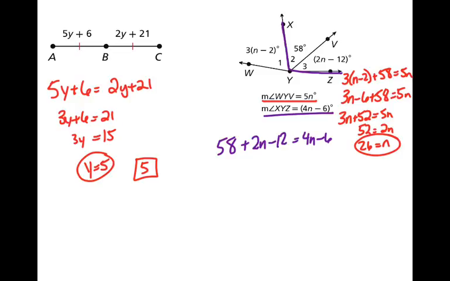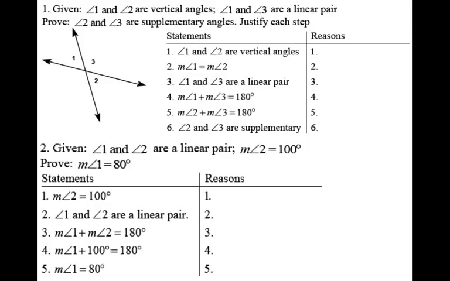Alright? Okay, on the proofs, the first one here, you're given that angle 1 and angle 2 are vertical angles. And if you look at your cheat sheet, vertical angle theorem says if you've got vertical angles, then they're congruent. So that's how I know number 2 is your vertical angles theorem. Number 3, angle 1 and angle 3 are a linear pair. That's a given. And if you look on your cheat sheet, linear pair theorem says if they're a linear pair, then they're supplementary. So that's how I know step 4.